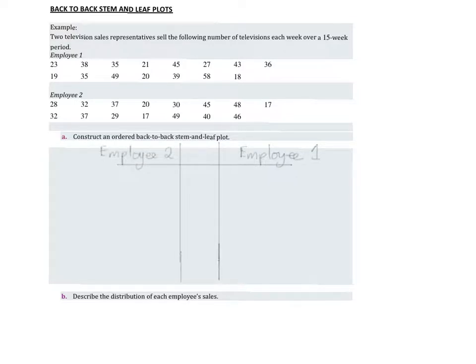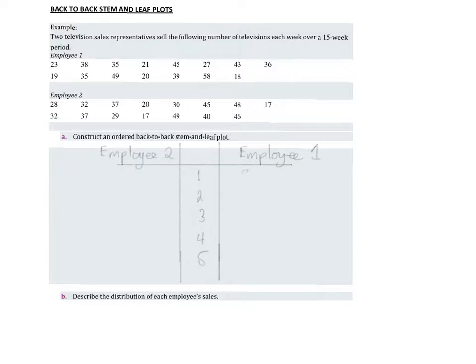Once again, we're going to put our data into our calculator and order it so that it's much easier to read off. But we can see straight away that the smallest number is in the tens and the biggest number is in the 50s. So our stem will go 1, 2, 3, 4 and 5. All right, now employee 1 we've put in order. So let's get going with that.